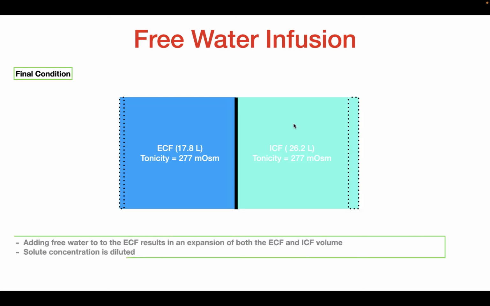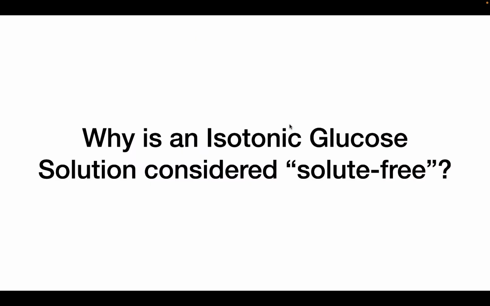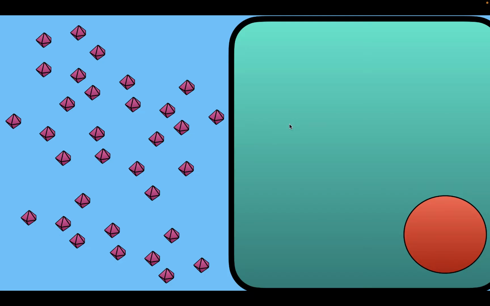Now, it's important to realize that by adding free water, the majority of the water went into the intracellular fluid, and on both sides, the solute concentration was diluted. So that's the effect of the free water infusion. Now, remember I talked about how isotonic glucose solution is considered solute-free. Why is that? Well, the reason has to do with the cells themselves.